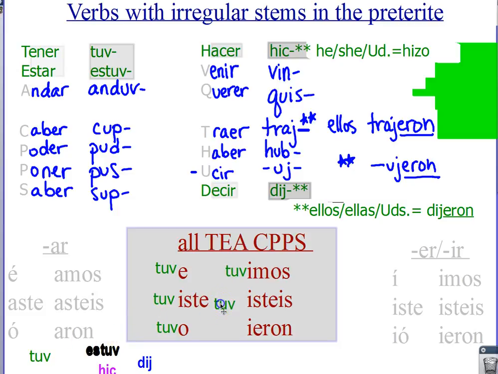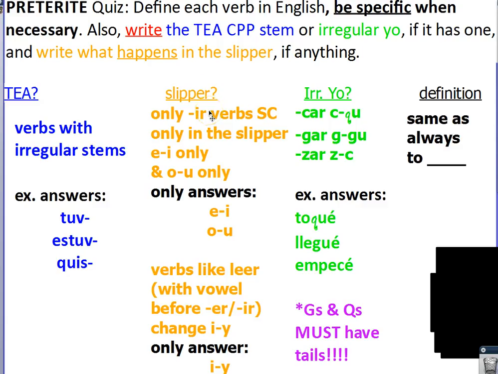So it can't have an irregular yo. It can't be affected in the slipper. It's a teacup in all 6 boxes. And if I go back to this, it's a teacup, that's all it can be. If it's an IR verb, it's not also going to be a car, gar, or zar verb, so it can only be one thing at a time in the preterite. If you have any questions, let me know, but this was just a little introduction to your preterite verb quizzes.